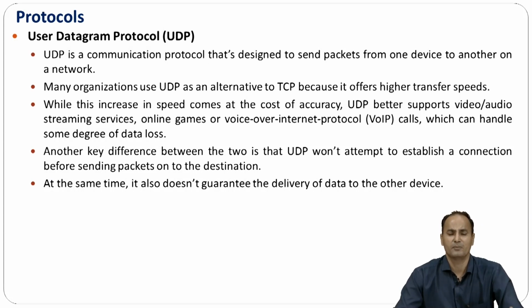The two differences between UDP and TCP are that UDP will not attempt to establish a connection before sending packets to the destination. At the same time, it doesn't guarantee the delivery of the data or packets to other devices. So these are the two drawbacks from which UDP suffers.